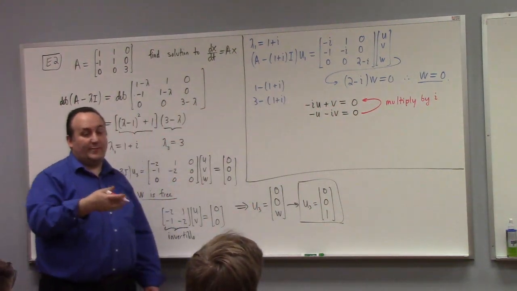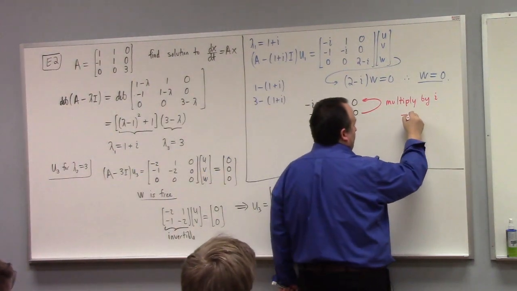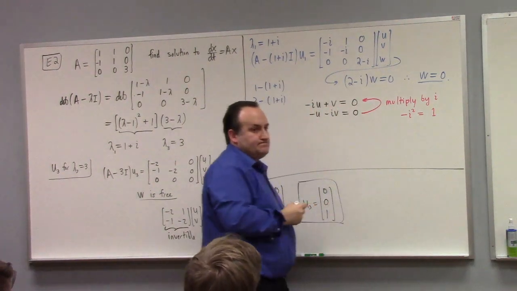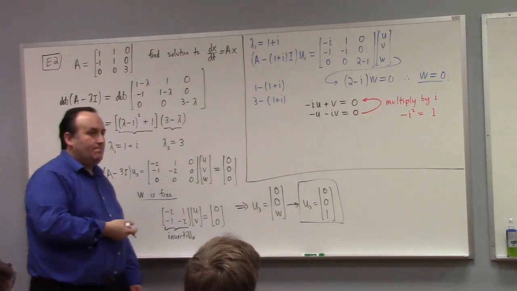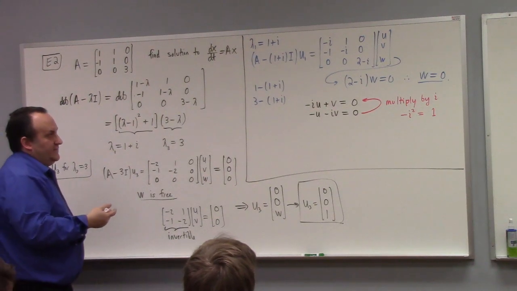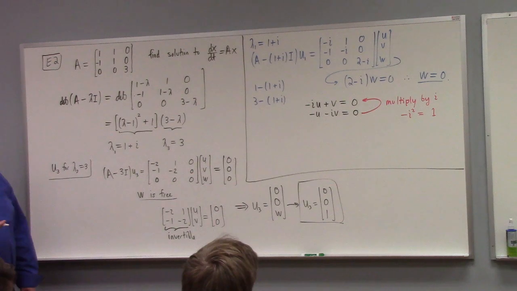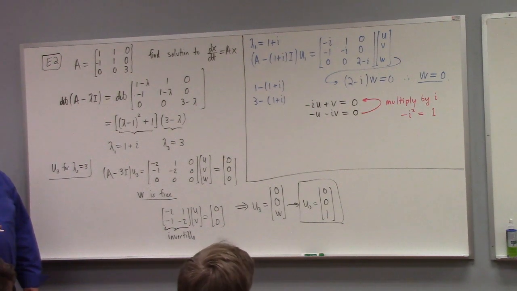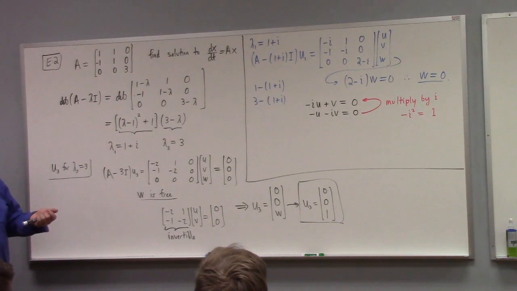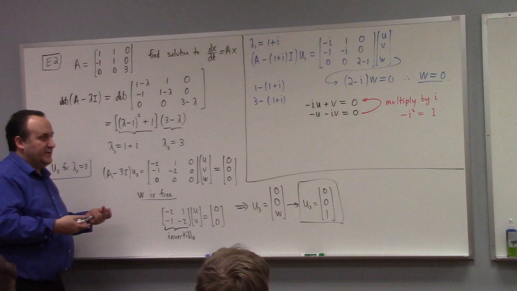What's i squared? Well, minus i squared is what? That's 1, right? Minus a minus 1 is 1. So what I'm saying is that the first equation is simply the second equation multiplied by i. So the first and the second equation are actually the same equation. So if I want to find the solution set, I can either use the first equation or the second equation, whatever floats our boat.